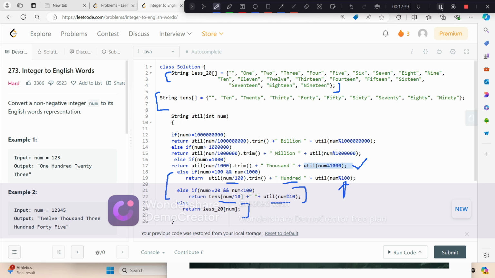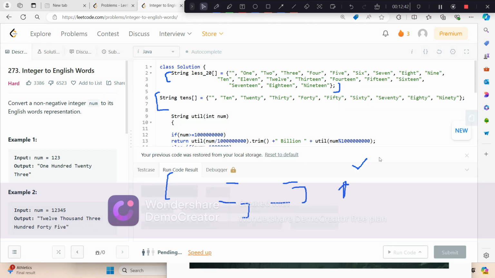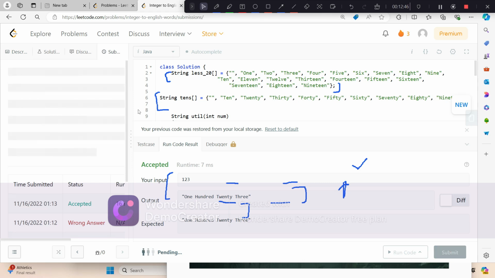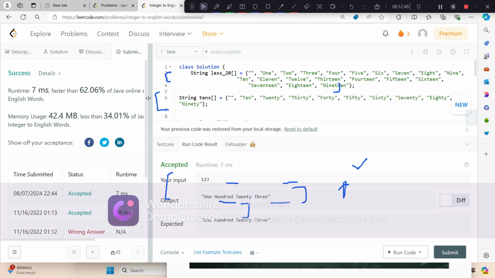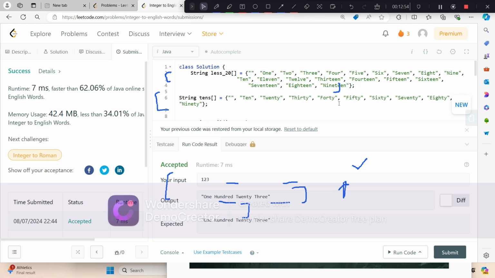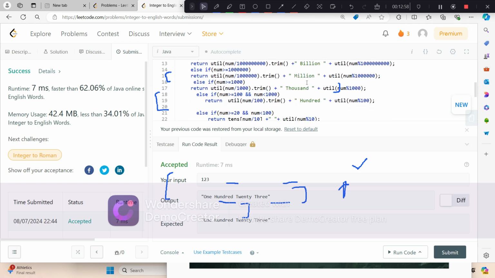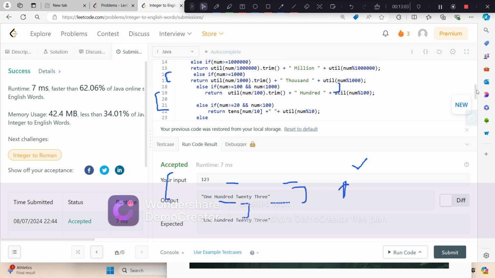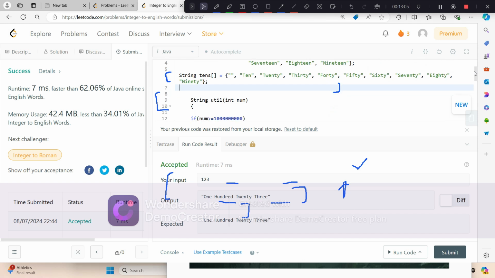Let me execute the code. So I am running the code, it is working fine, I am submitting it. Yeah, so the time complexity here is logarithmic, log n. And you can do further optimization, like instead of using a string, you can use a string builder, because that's a bit faster. Otherwise the time complexity would still be log n only.